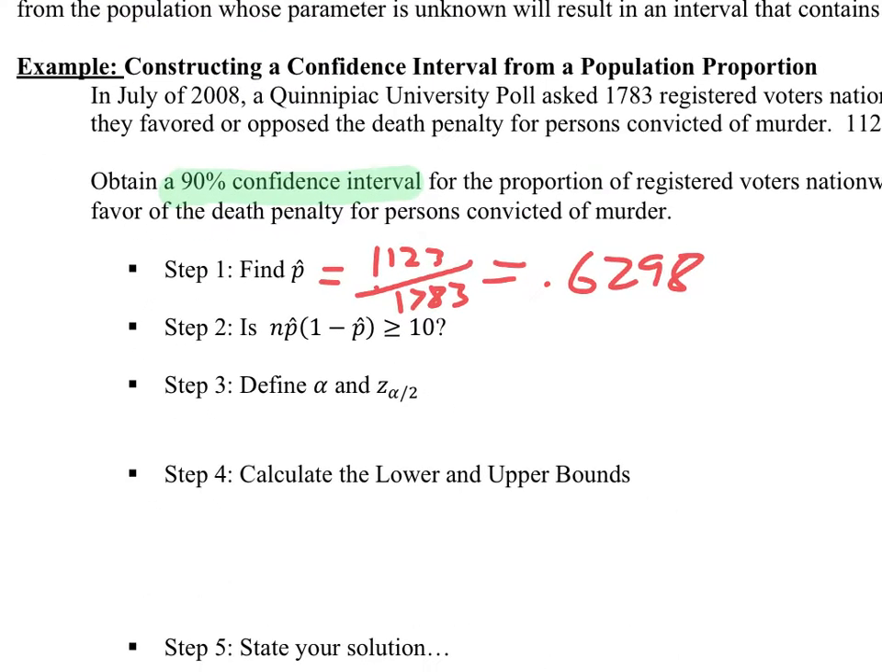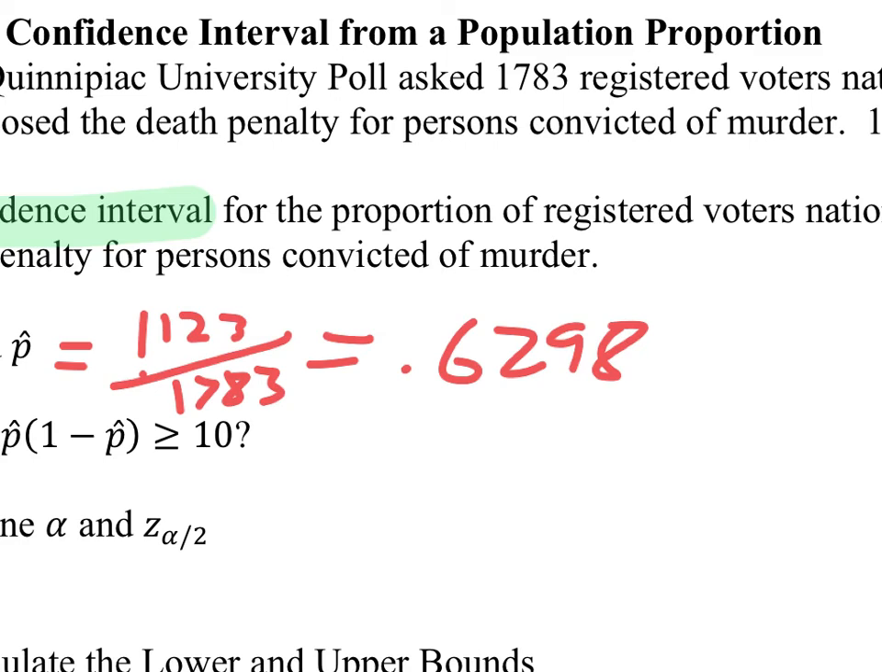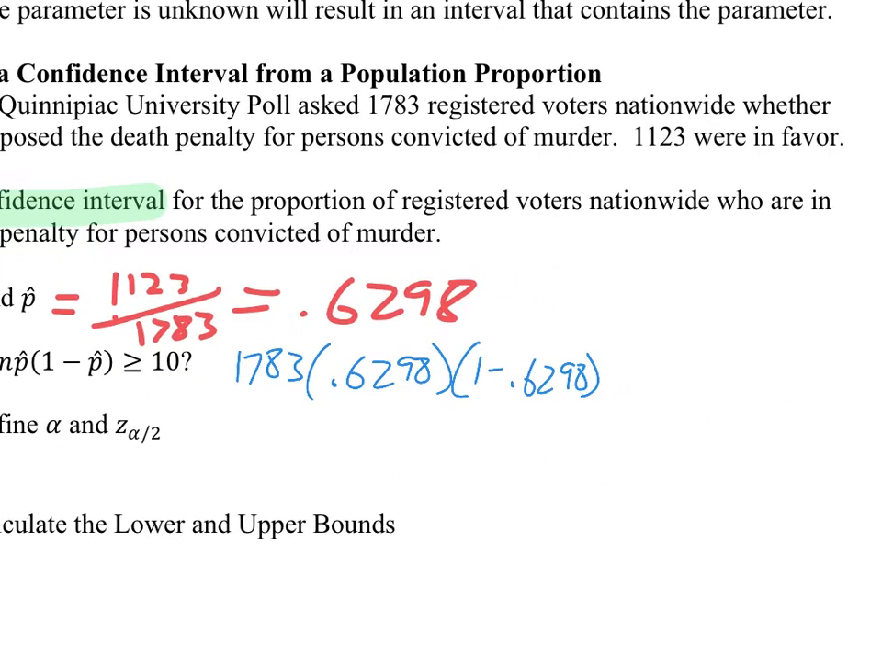Now we need to find out, is this normal? So we need to check n times p-hat times 1 minus p-hat. The whole point in doing this is to see if our sample size is big enough. Our sample size is 1783. So we have n, 1783, times p-hat, 0.6298, times 1 minus p-hat. If this is bigger than 10, then we have a big enough sample. We can be fairly certain because 1783 is a huge number. We get 415.7, which is much bigger than 10. So, yes, it is normal.